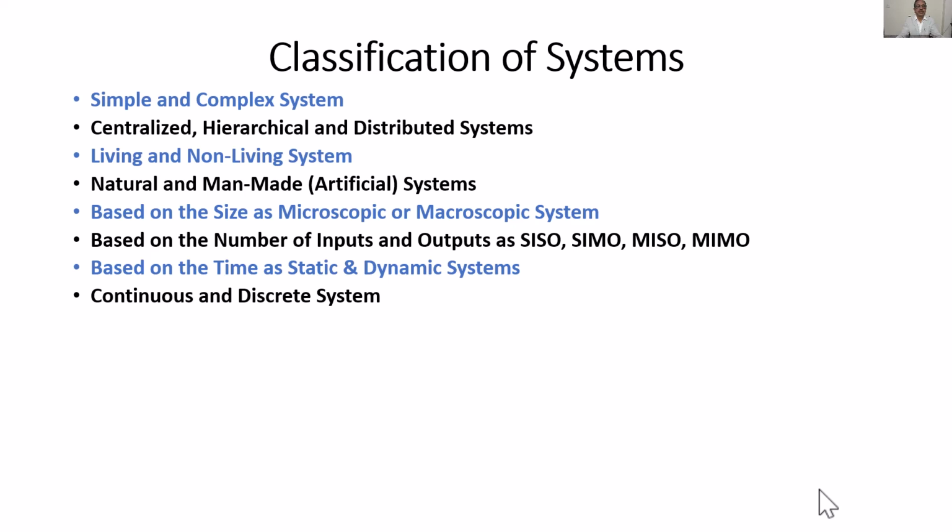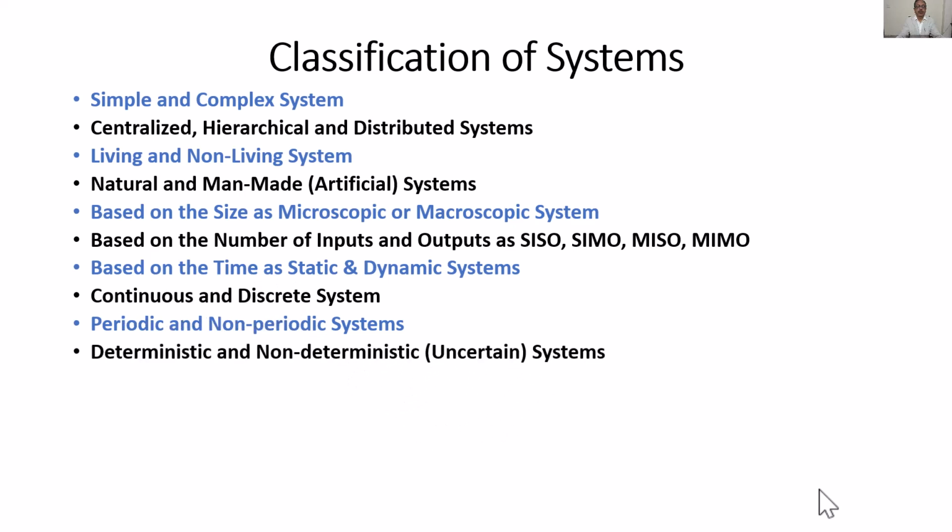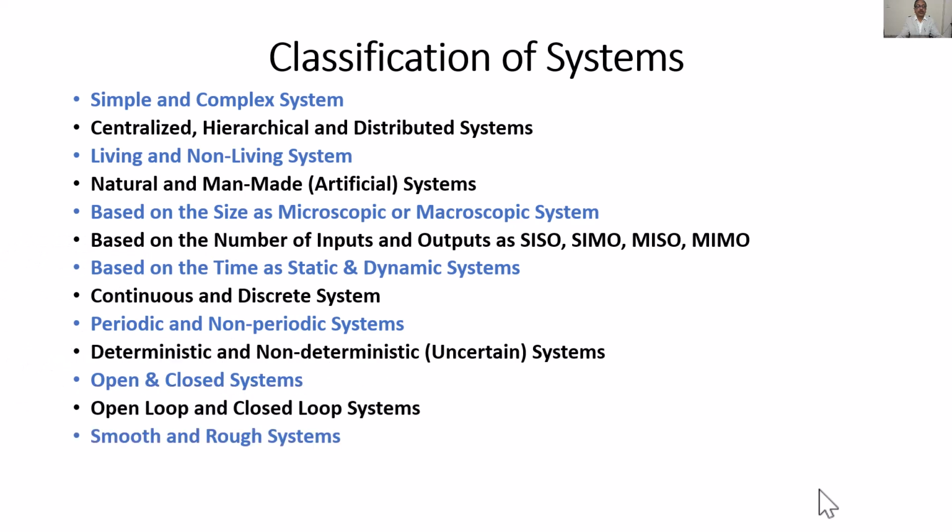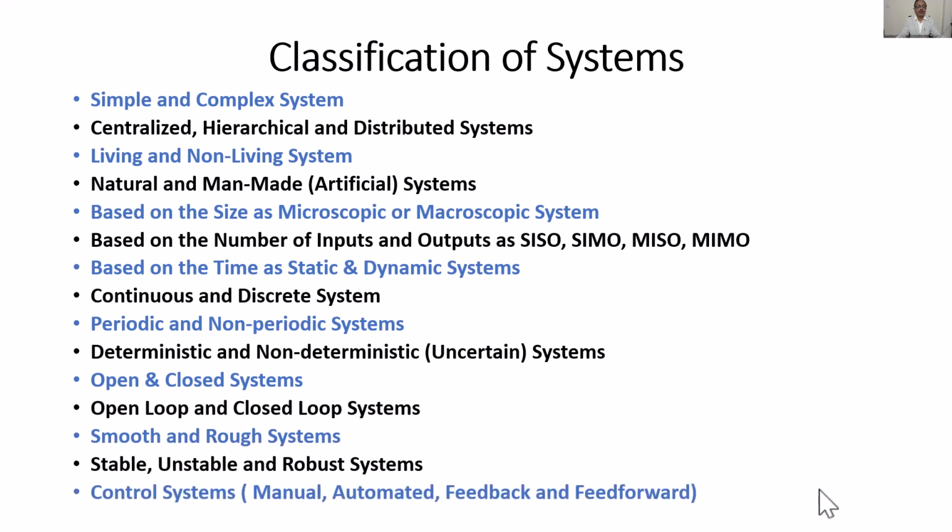Continuous and discrete systems, periodic and non-periodic systems, deterministic and non-deterministic systems, open and closed systems, open loop and closed loop systems, smooth and rough systems, stable, unstable, and robust systems, control systems, which could be manual or automated. It can be feedback and feed forward or combination of both.